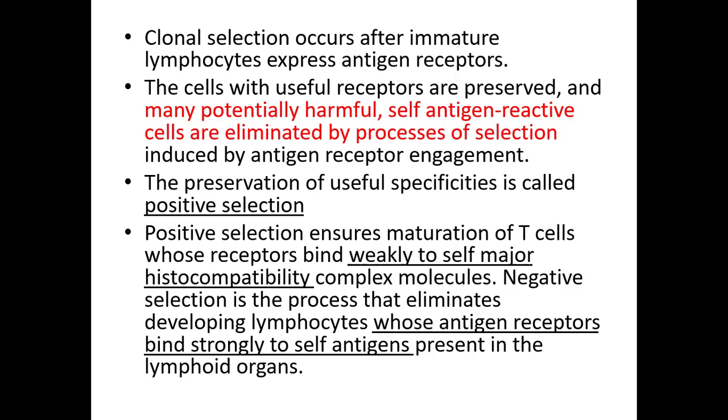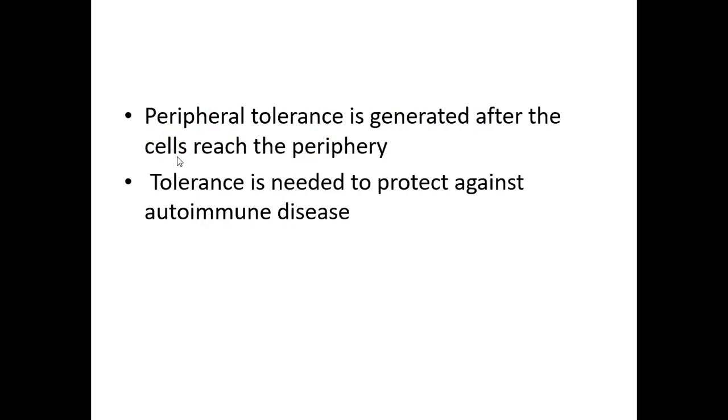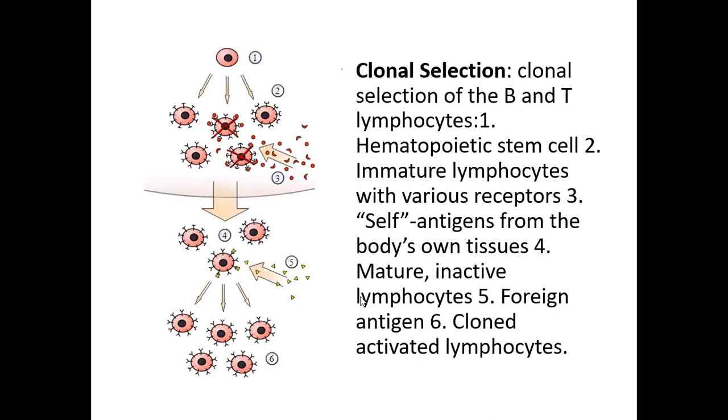The preservation of useful specificities is called positive selection. Positive selection ensures maturation of T cells whose receptors bind weakly to self major histocompatibility complex molecules. Negative selection is a process that eliminates developing lymphocytes whose antigen receptors bind strongly to self antigens present in the lymphoid organs. Peripheral tolerance is generated after the cell reaches the periphery. Tolerance is needed to protect against autoimmune disease.